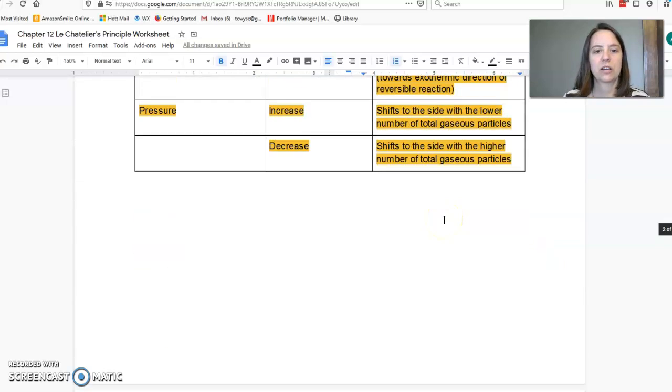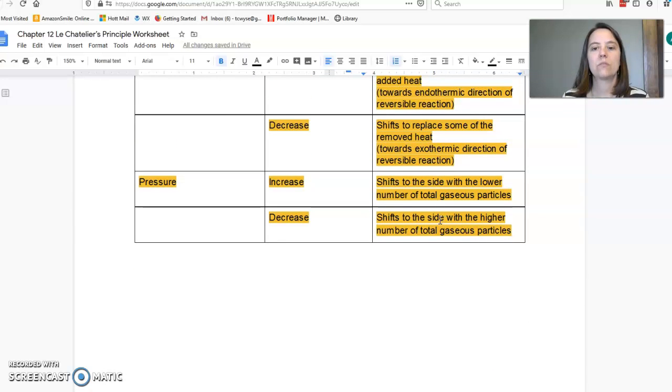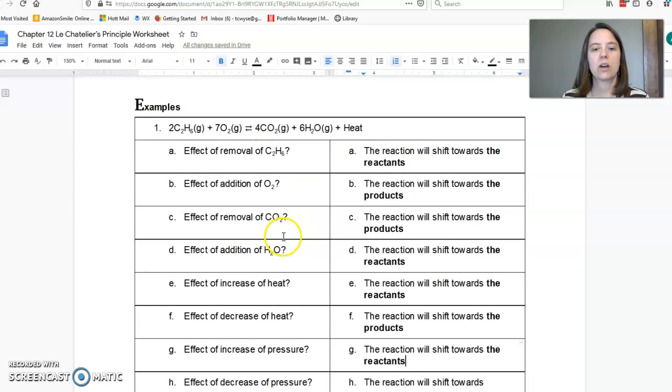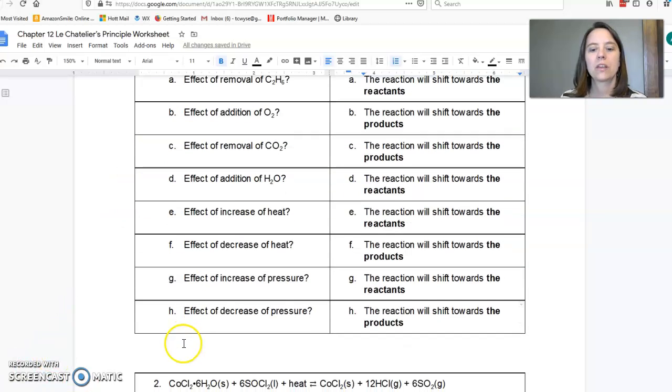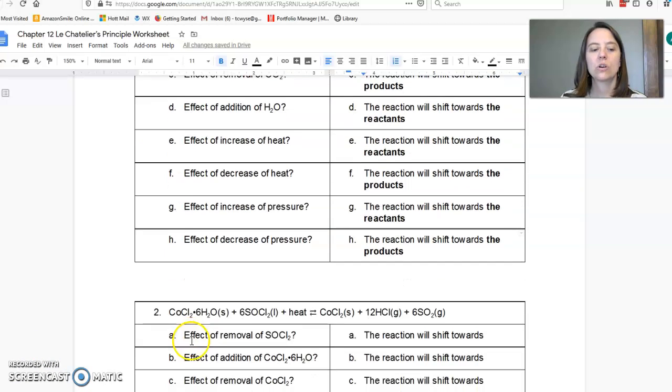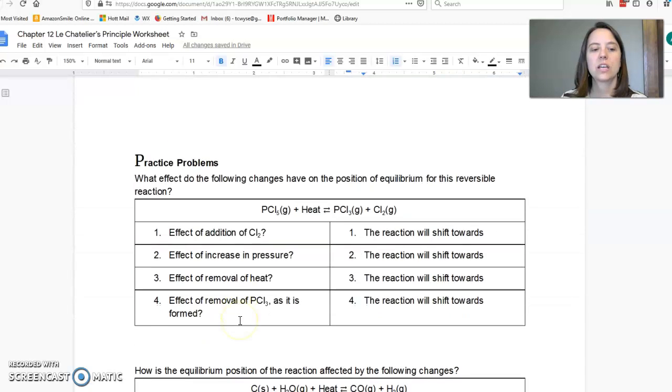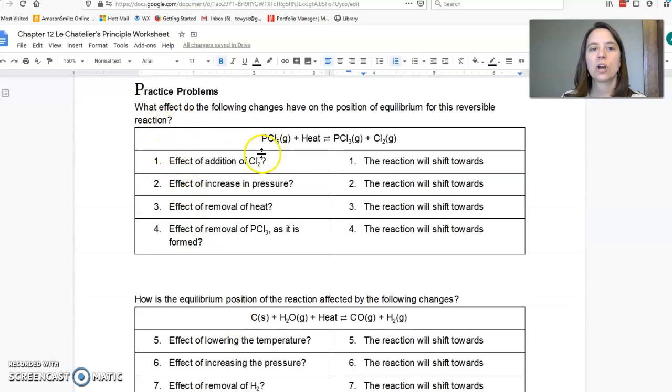Then if I decrease the pressure, it's going to go towards the side with more gas particles. So the effect of decreasing the pressure is going towards the side with more gas particles, which in this instance is the products. So we went all the way through example 1. We're getting a little bit long, so I'm not sure if we're going to go through example 2. But what I want to do first is I would like to go over the practice problems, which are your homework.